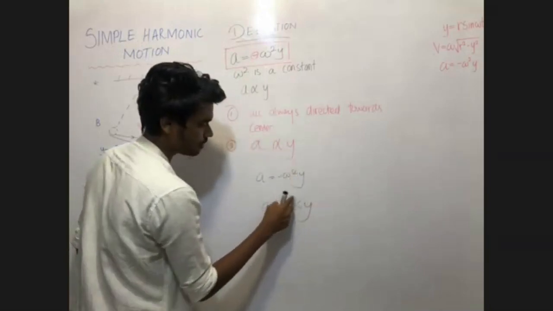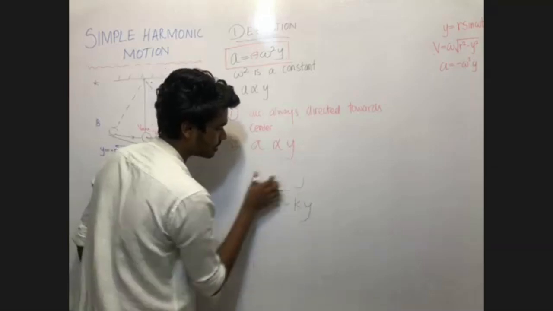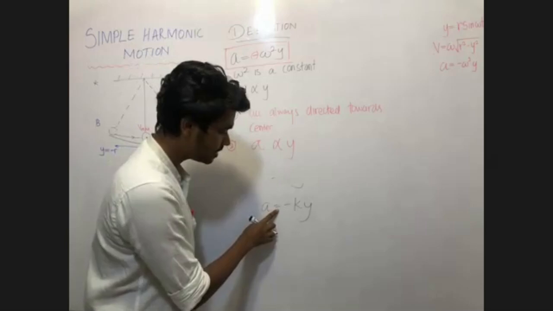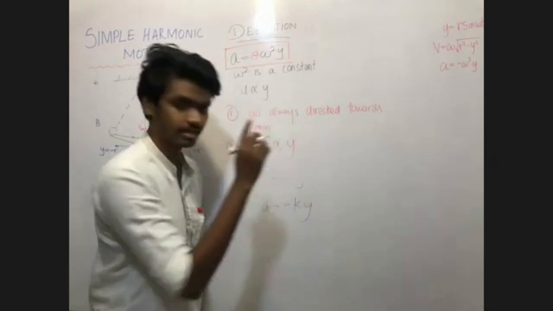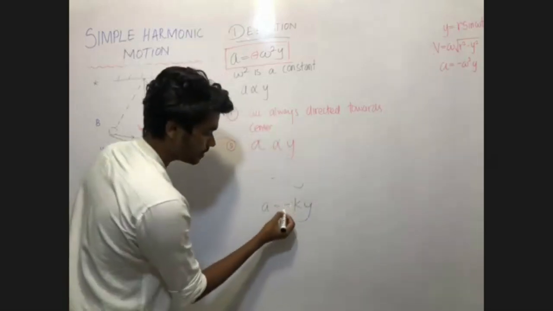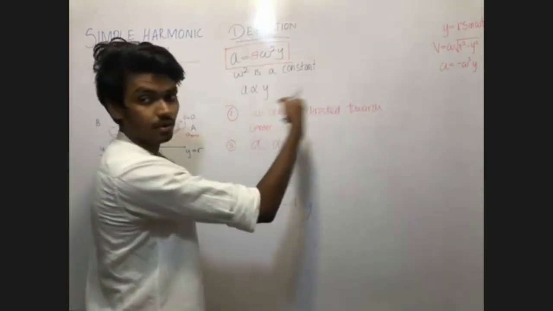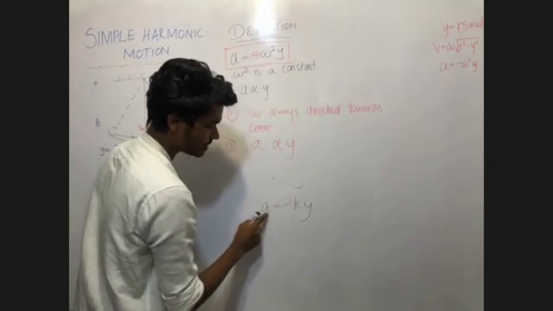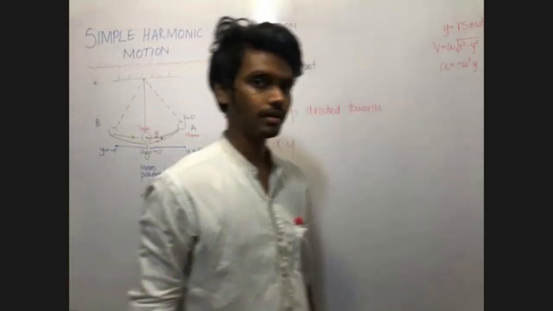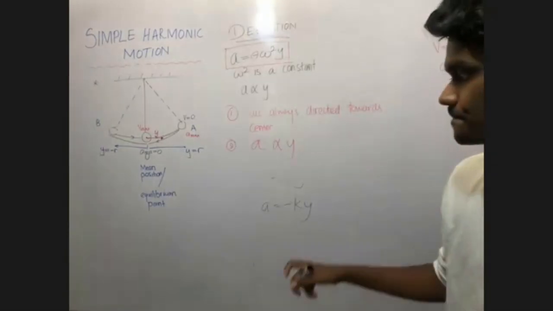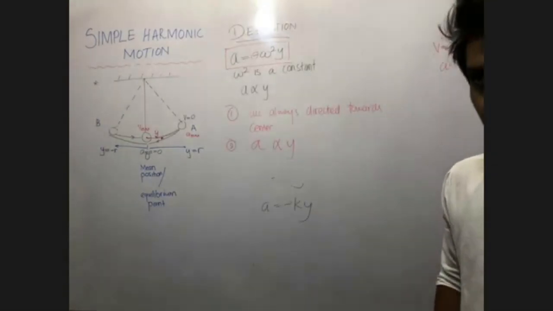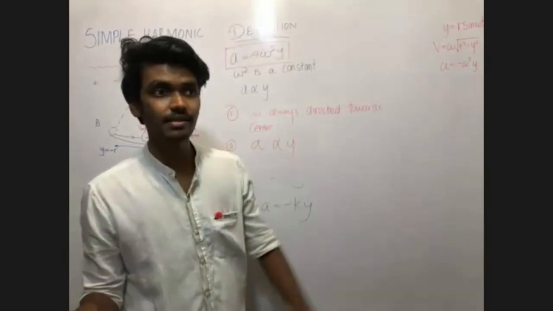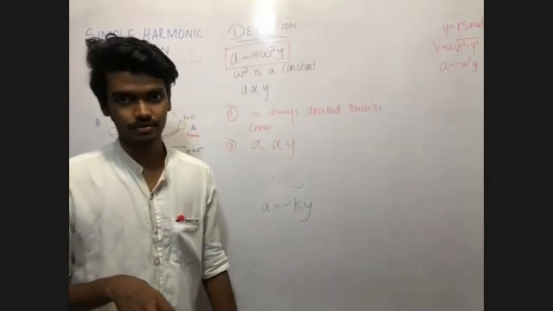This is not always supposed to be omega squared, so it can be a constant. Acceleration of that particle should equal minus constant times y. Then only we can say, due to this minus, acceleration is always directed towards the center, and this is a constant, so acceleration is directly proportional to the displacement. Then only you can consider that motion as a simple harmonic motion.